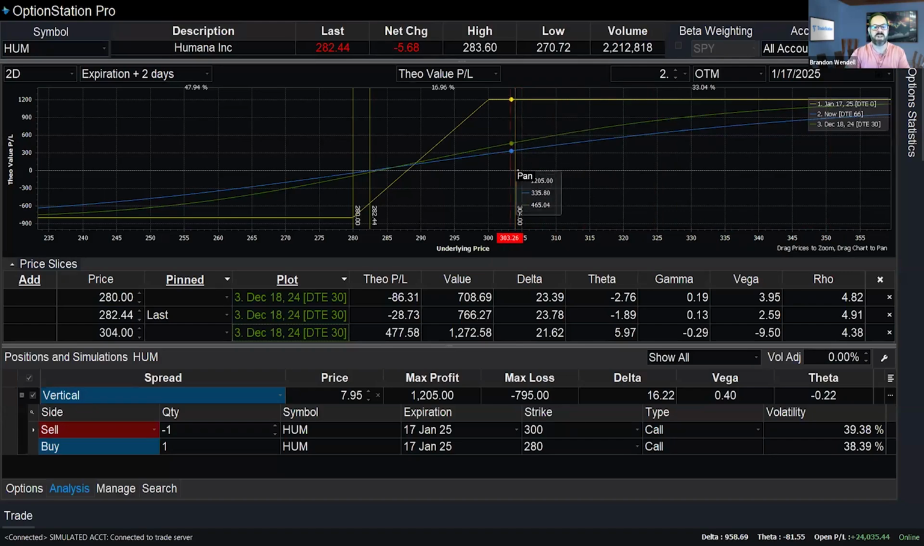So if we get to my target by the 18th, 304, you can see the theoretical value and how much I might profit. Again, this is all theoretical. So if this happens by December 18th, my expectation is that we get to 304. Let me write these numbers down because I'm going to use them for comparing a different strategy. All right. So again, I'm using options that expire in January. I used the 280 and 300, and it was 795 to get in. I'm expected to profit roughly $477.